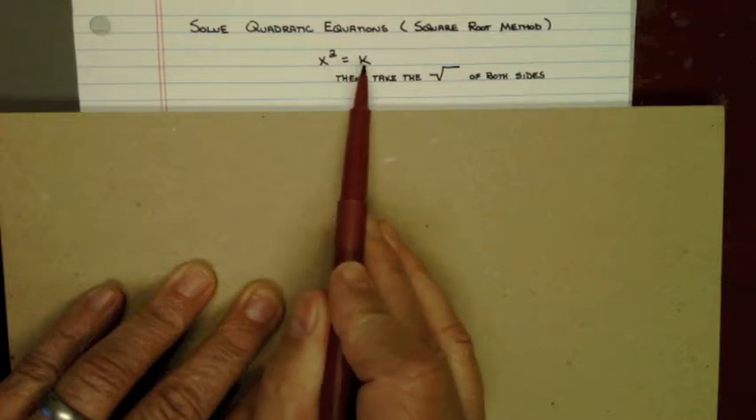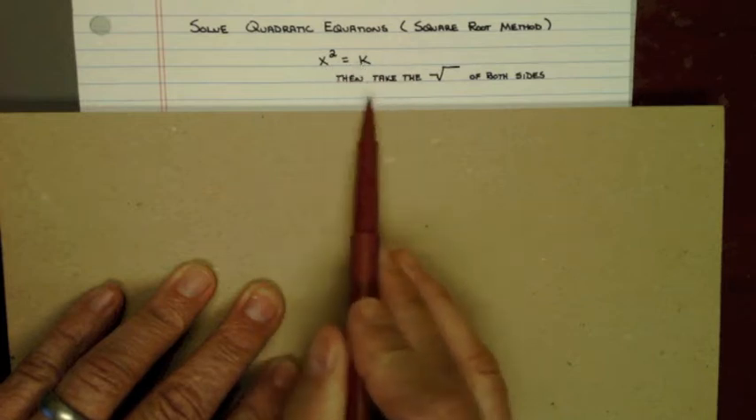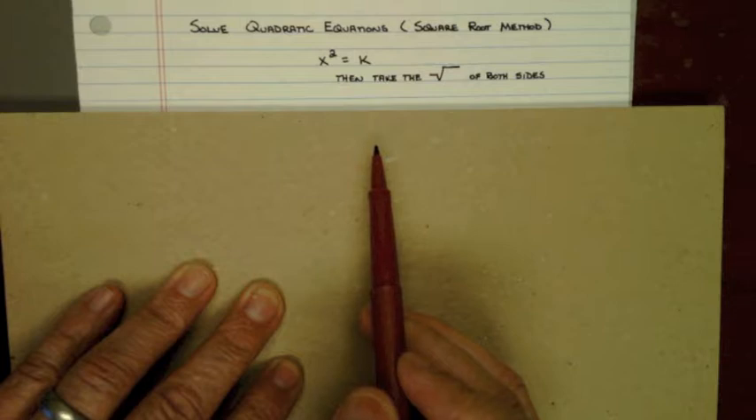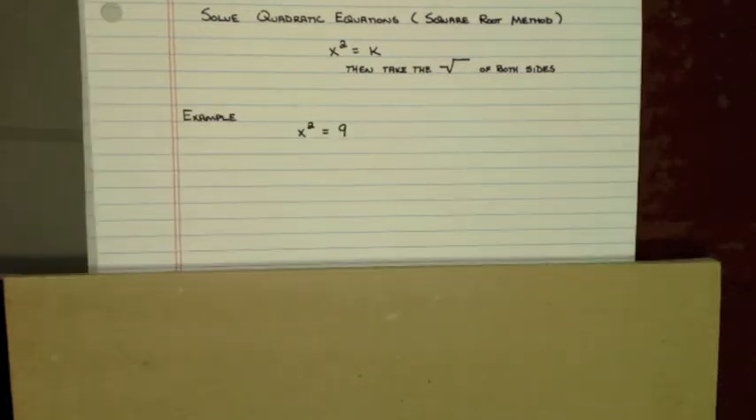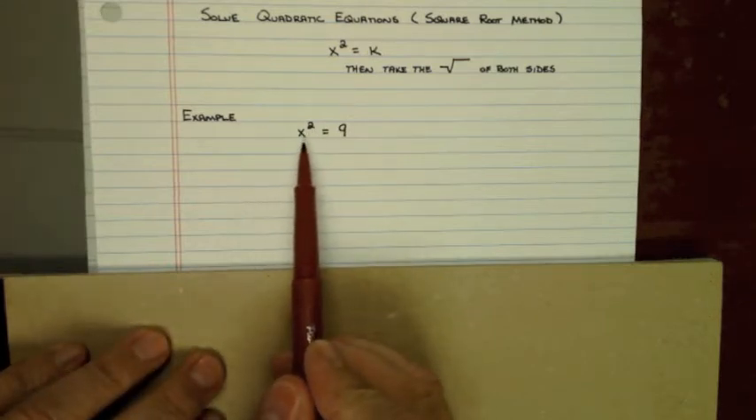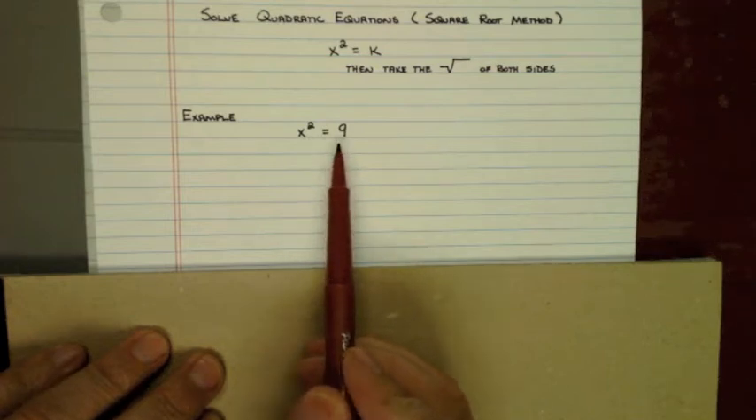Once we get it in this form, by doing whatever we need to do, add, subtract, multiply, or divide, then we're able to take the square root of both sides to get our x-intercepts, or in other words, to get our solutions. Let's look at our first example. Our first example is already in this form. It's got x squared isolated by itself equal to a constant here on the end.